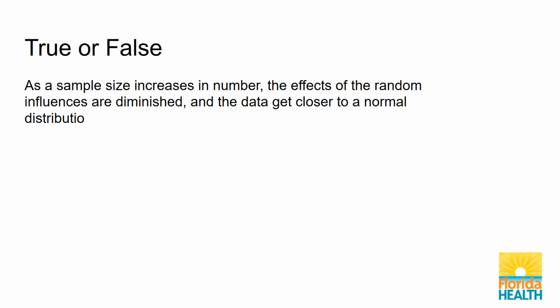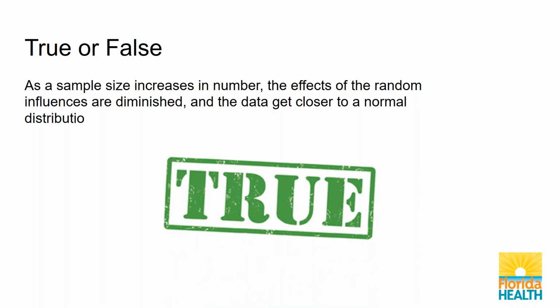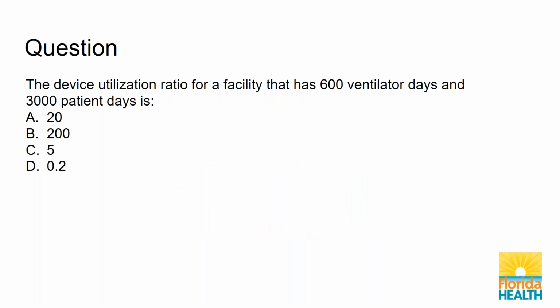So some chapter 13 questions. True or false? As the sample size increases in number, the effects of the random influences are diminished and the data get closer to a normal distribution. Is this true or false? If you have a smaller sample size, there's more likelihood of that distribution being skewed. If you have a larger sample size, you're going to be getting closer and closer to a normal distribution.